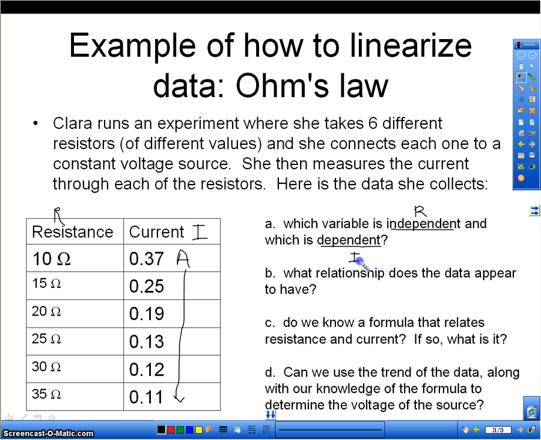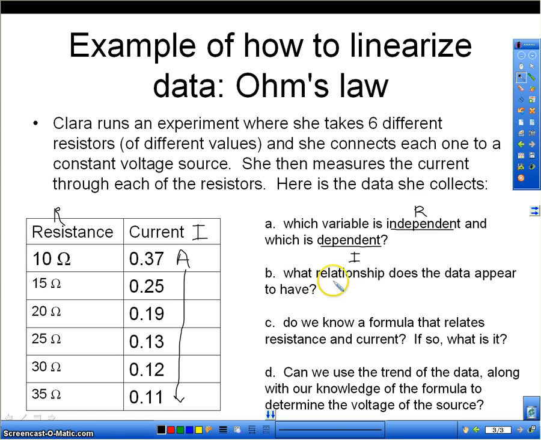So when we go to plot them, if we think about this, we would be plotting something I related on the y-axis, so that's where dependents get plotted, and something R related would be on the independent axis, since that's where those get plotted.